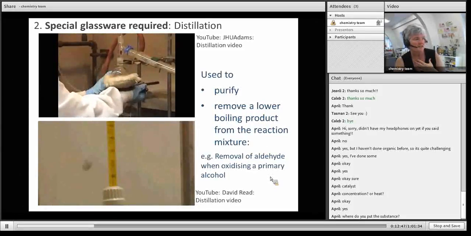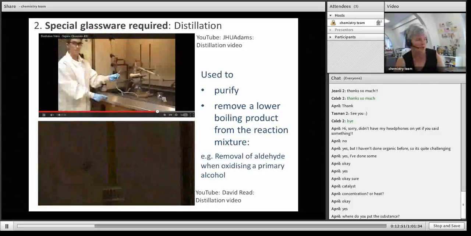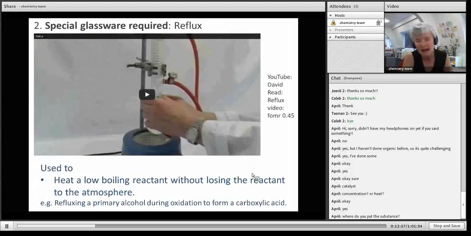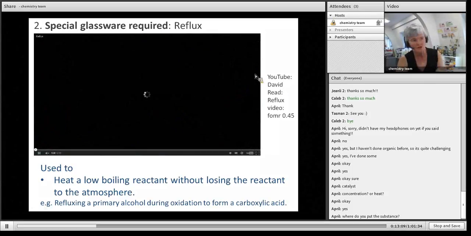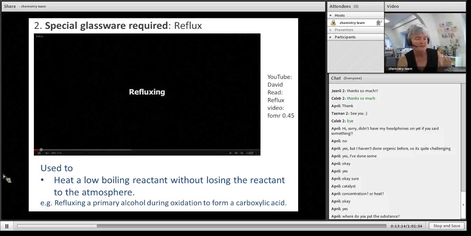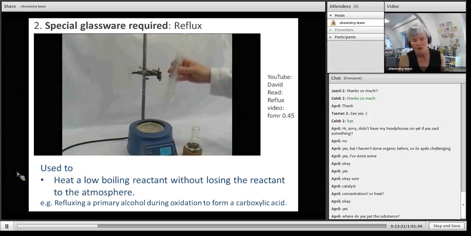Okay, and now you can see these connecting up the heating mantle and plugging it in, and so on and so forth. Right, this is now the other way of setting up the equipment, and this is what we call a reflux. So again, it's David Reed, if you put it into YouTube, reflux. Okay, and this is when you've got a substance that's fairly low boiling, and you want to heat it.